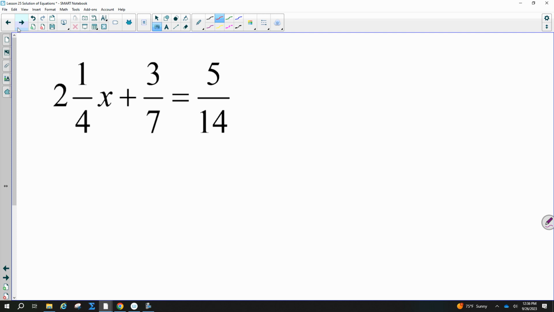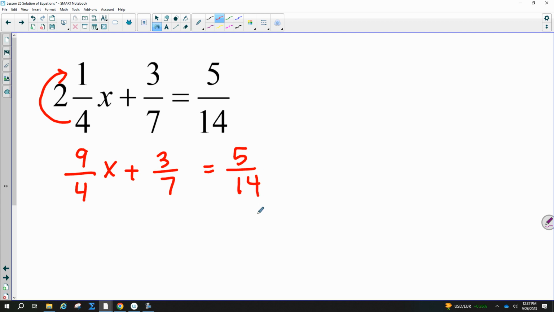All right, here's another fraction one. I'm going to do fraction busting on this one, okay? So don't get too far ahead of me in your work, because try it this way. It's kind of cool, all right? Okay, first we do need to make this improper. 4 times 2 plus 1. So that's 8 plus 1. This would be 9/4 x plus 3/7 equals 5/14.